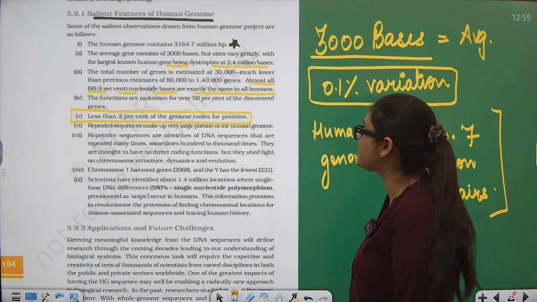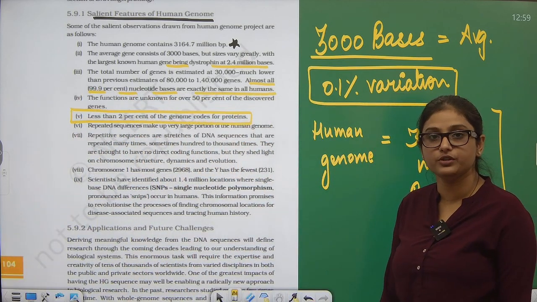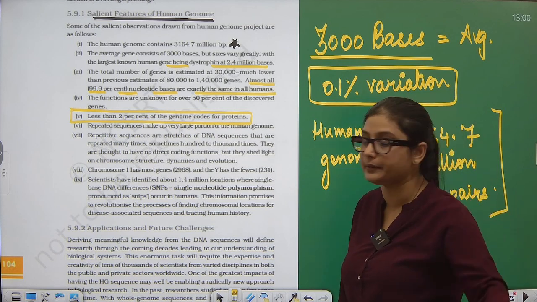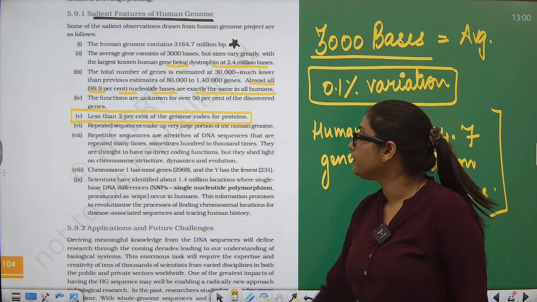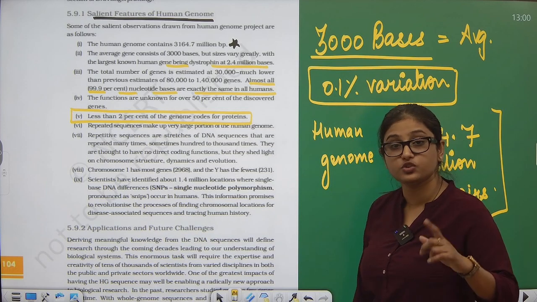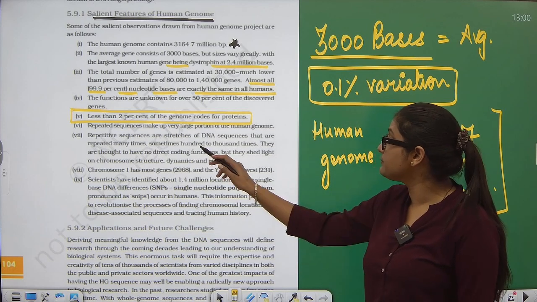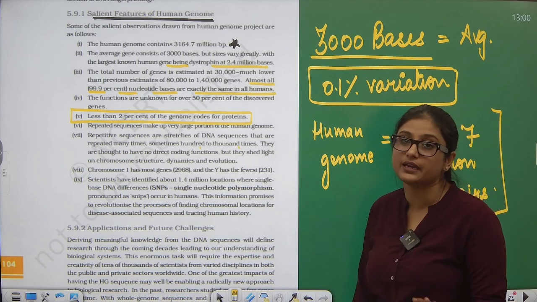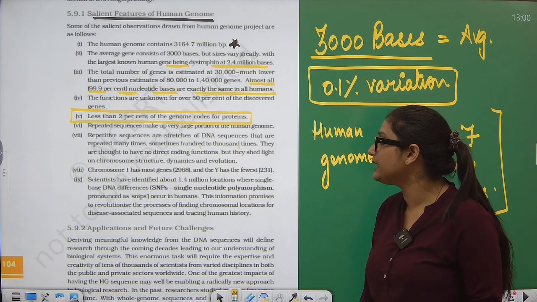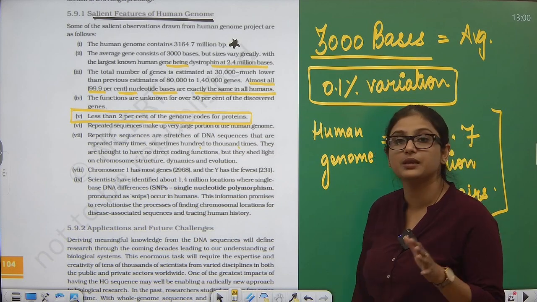Repeated sequences make up a very large portion of the human genome. They are continuously repeated. Repetitive sequences are stretches of DNA sequences which are repeated many times, sometimes hundreds, sometimes thousands. They are thought to have no direct coding functions, but they shed light on chromosome structure, dynamics, and evolution.